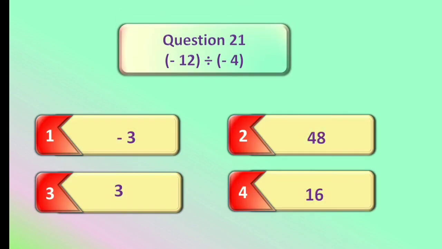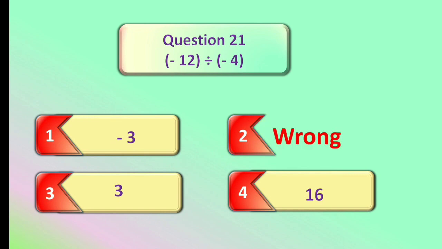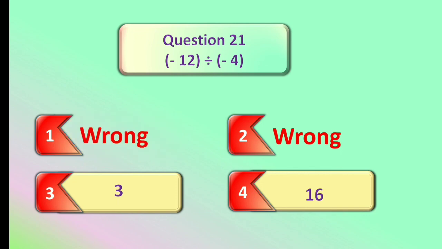Question 21. Minus 12 divided by minus 4. Choose the correct one. As minus sign is even times, so answer will be a positive number. After dividing, we will have 3. Correct answer is the third option.